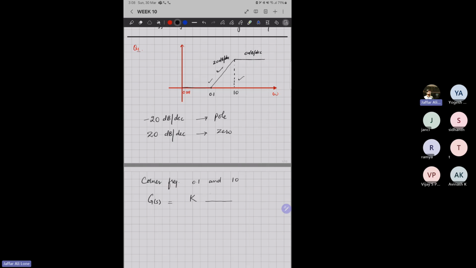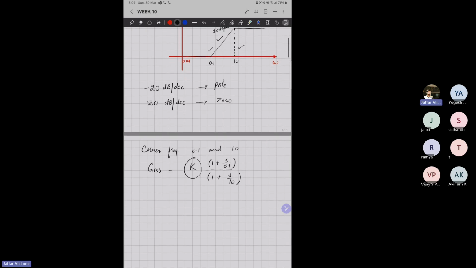So I can write it as 1 plus s divided by 0.1. So this is time constant form. Whatever term is below s, in the denominator of s, that's the corner frequency. So directly you can write like that. So one zero at 0.1 and one pole at 10. So that is 1 plus s over 10, right? So this is the transfer function. Directly we can write it just by looking at the corner frequencies. But the challenge is to find this gain k, right? So how do we find this gain k?